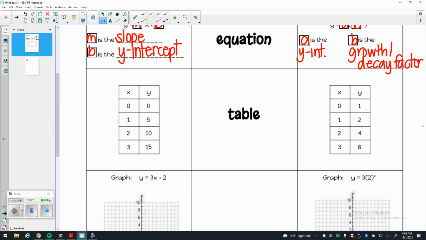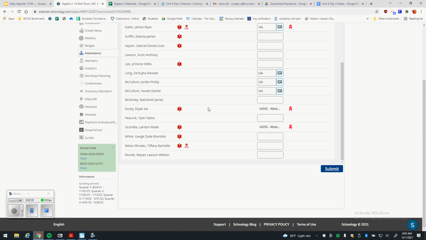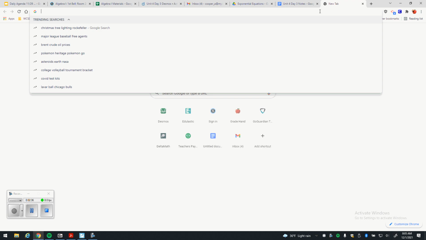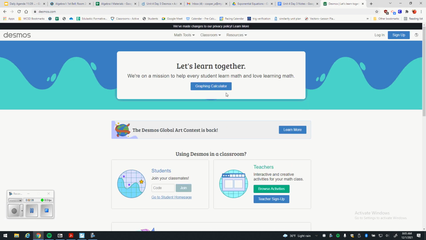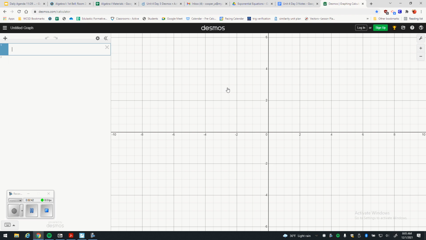How do we plug a table into Desmos? You have Desmos open, yes? Open Desmos, please. How do I put a table into Desmos? The plus sign and table, right? Copy your table into Desmos. So 0, 0, 1, 5, 2, 10, 3, 15. So copy it in.